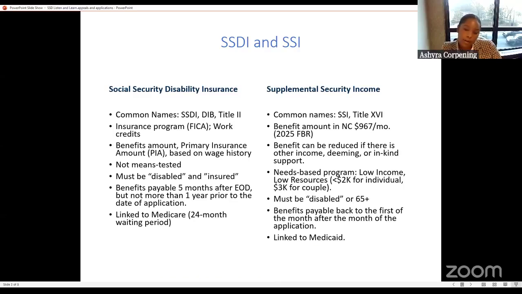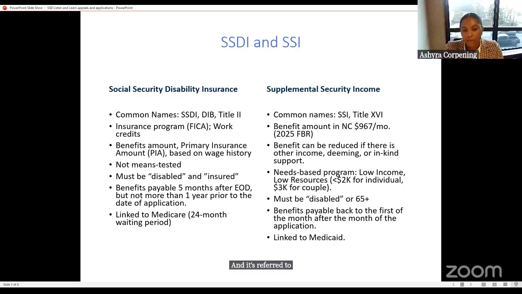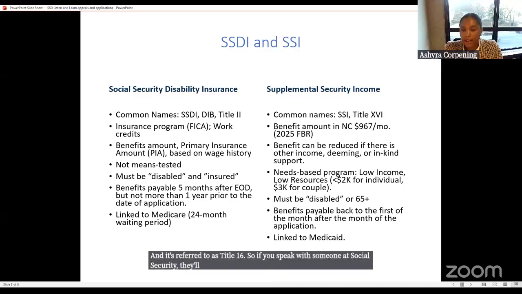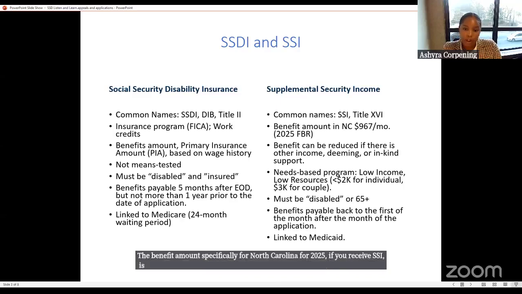Next, we'll talk a little bit about SSI and the non-medical criteria for SSI. Again, SSI is supplemental security income, and it's referred to as Title 16. So if you speak with someone at Social Security, they'll usually refer to it as Title 16, and they're talking about SSI. The benefit amount specifically for North Carolina for 2025, if you receive SSI, is $967 a month. That's 2025.